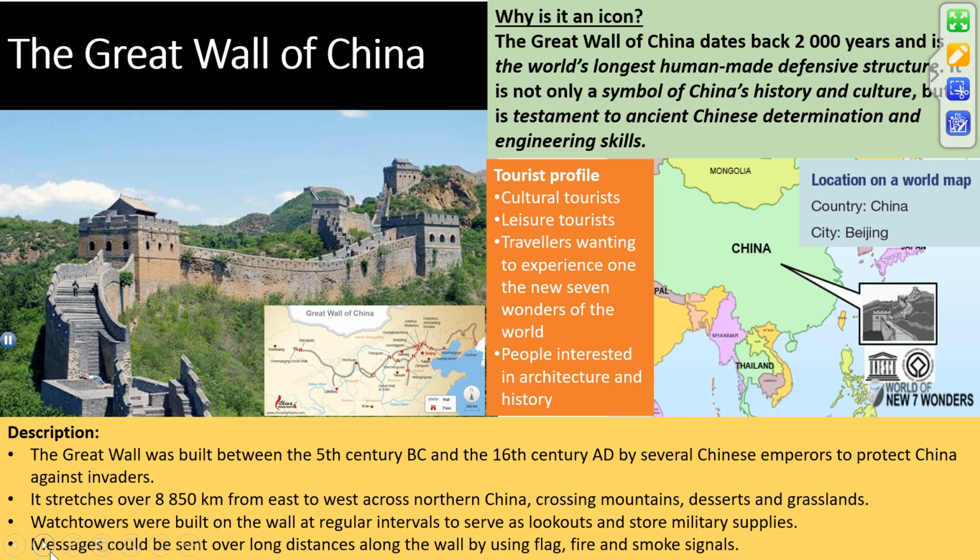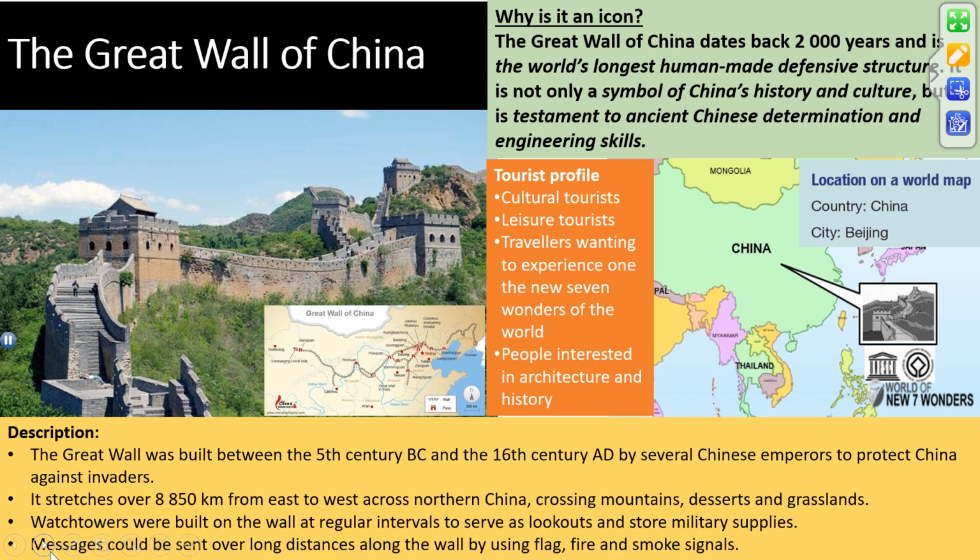The Great Wall was built between the 5th century before Christ and the 16th century after Christ. There were several Chinese emperors that played a role in the building of this wall. As I mentioned earlier, the main aim behind it was to protect China from invaders. The wall stretches over 8,850 kilometers from east to west across northern China. It goes over mountains, deserts, and grasslands.